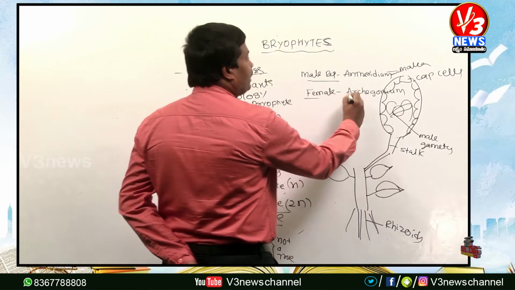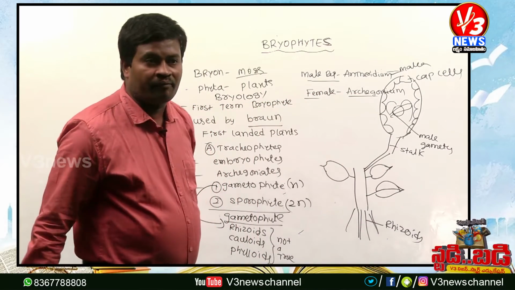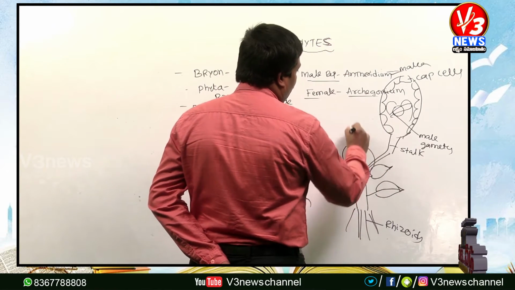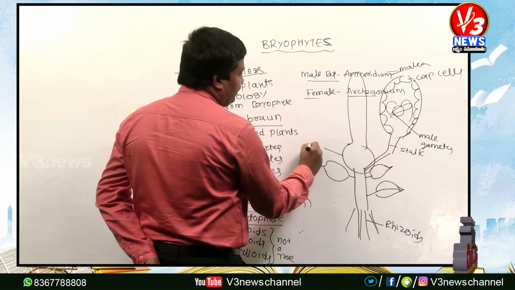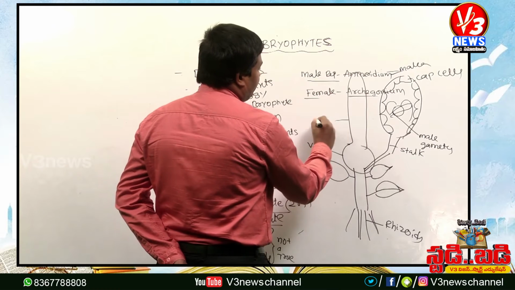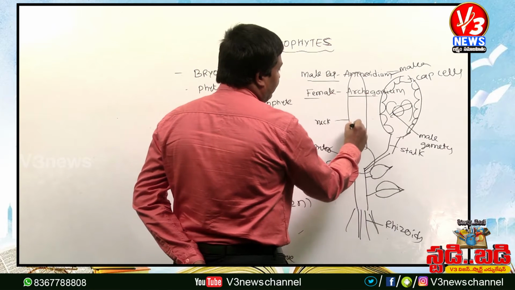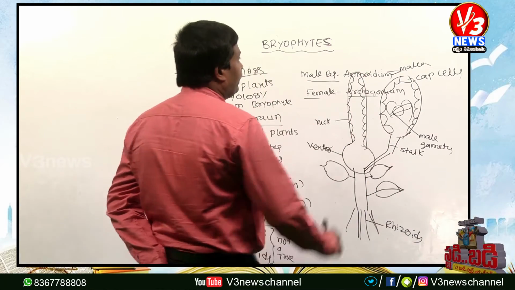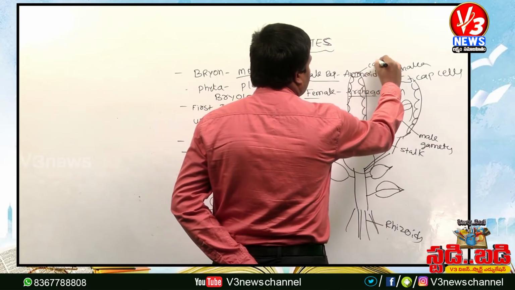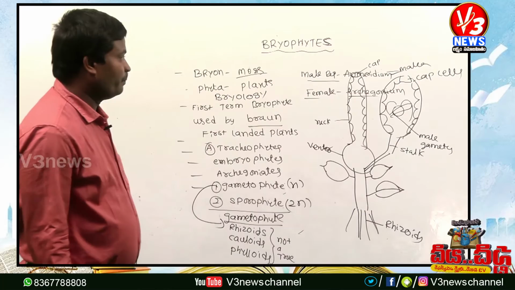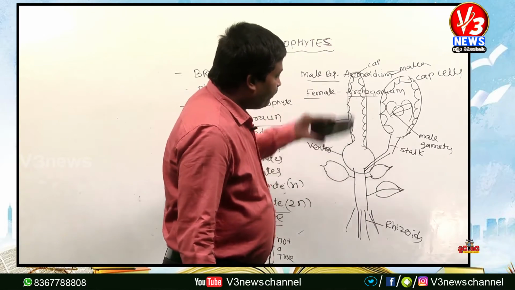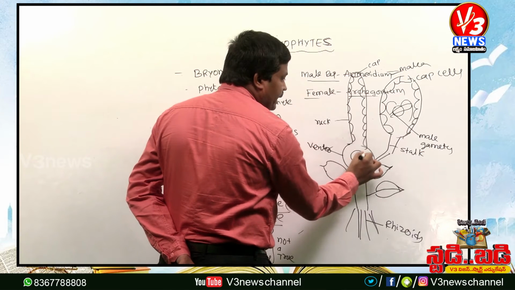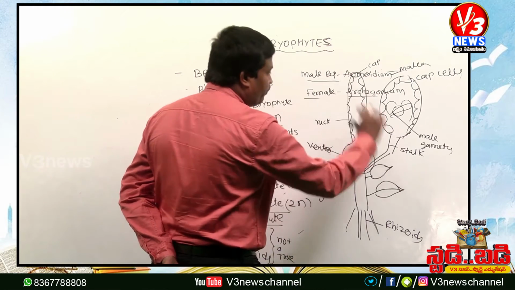Then the female reproductive organ is called the archegonium. Each archegonium contains two parts. This is the venter, and this is the neck. The neck contains neck canal cells, and at the tip of the neck there are cap cells, which are thin-walled cells. The venter produces the egg cell, which is called the female gamete.